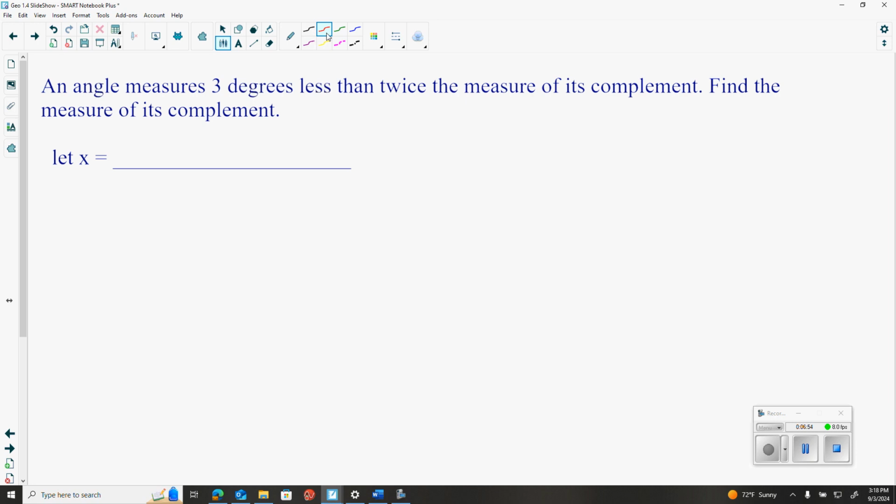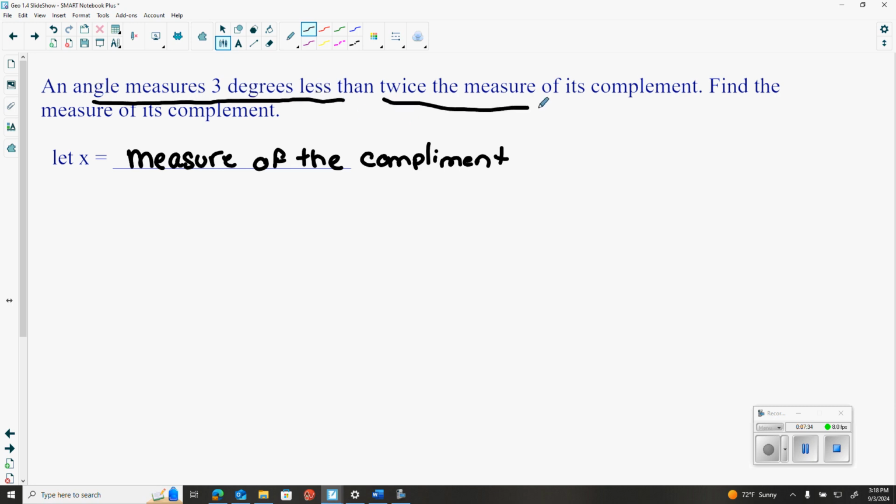Okay, here's an algebraic problem. An angle measures 3 degrees less than twice the measure of its complement. Find the measure of its complement. So our job is to find the measure of the complement. We're given some information. First off, we're trying to find the complement, so let's define our variable as x being the measure of the complement. So if I'm looking at this, I have to set up an algebraic expression, right? I am given two angles here, okay? I am given an angle that measures 3 degrees less than twice the measure of its complement.